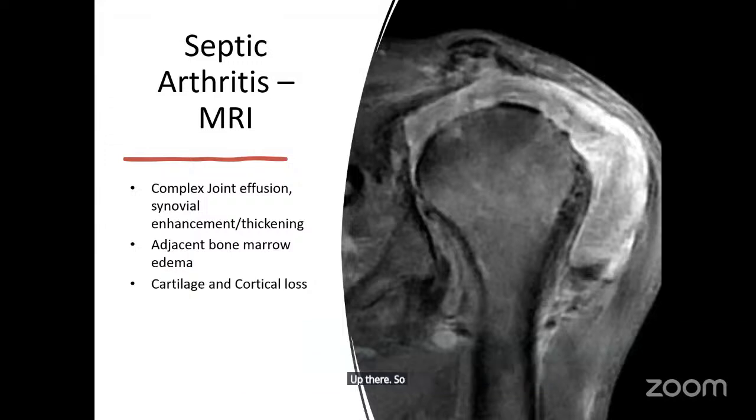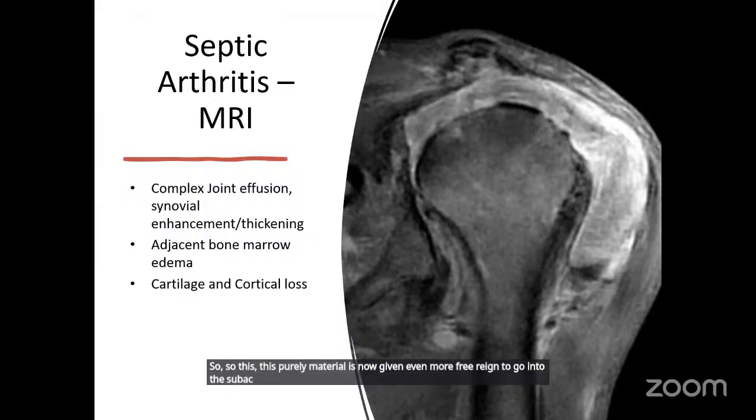So this purulent material is now given even more free rein to go into the subacromial bursa and extend down into the subdeltoid bursa because they're connected. So this is a pretty extensive infection.